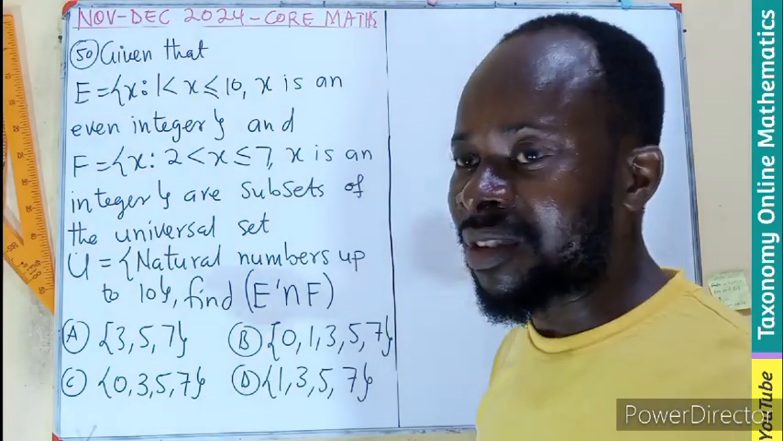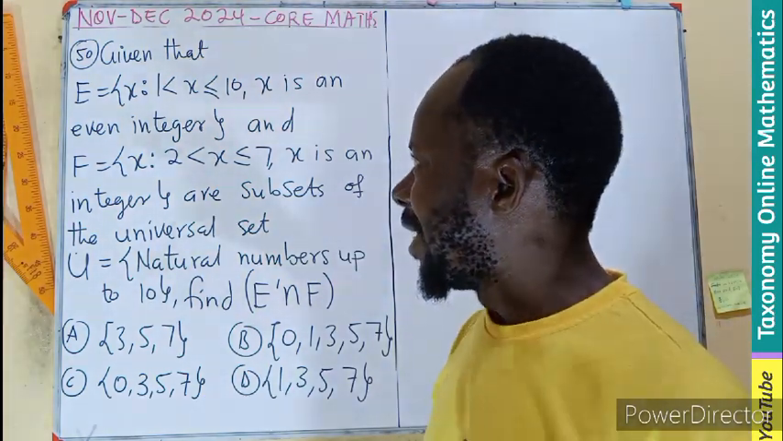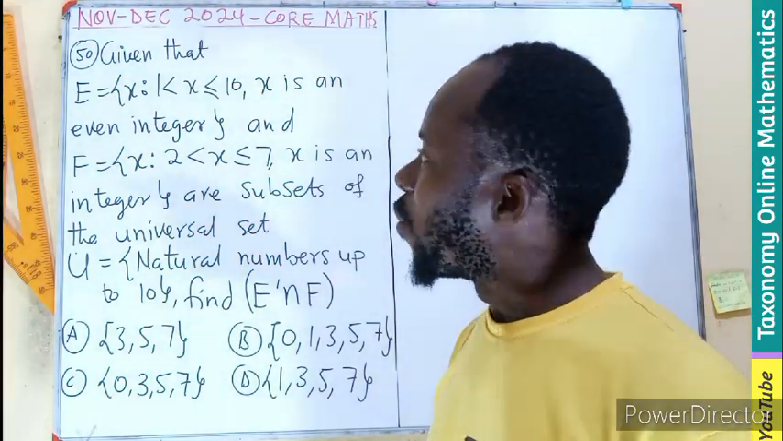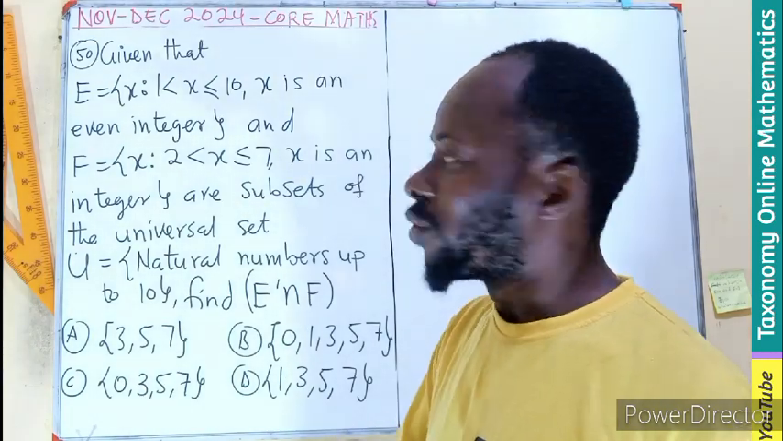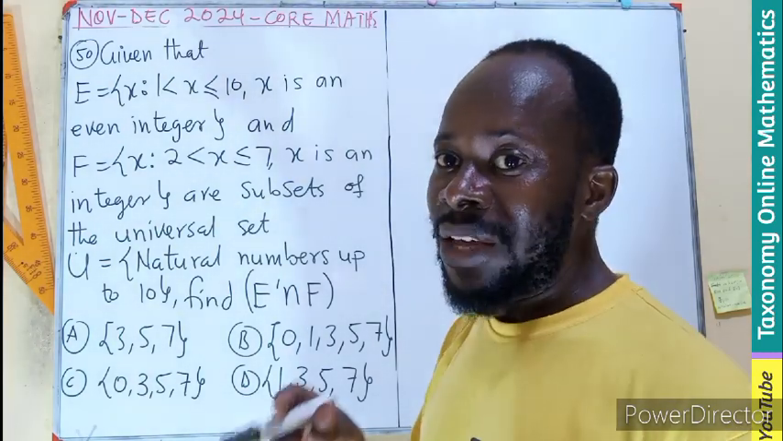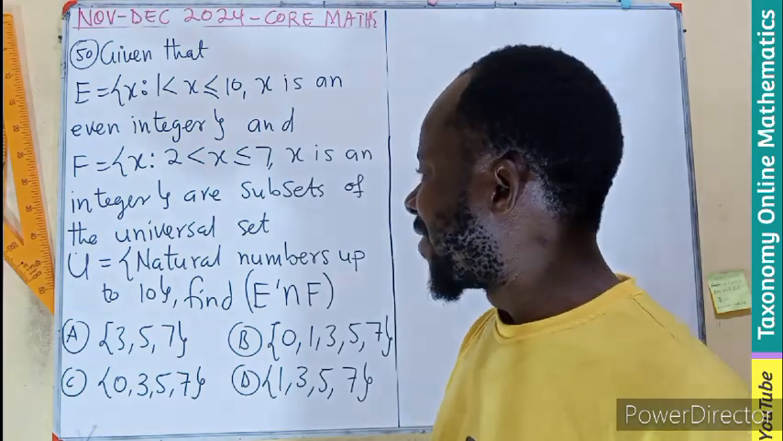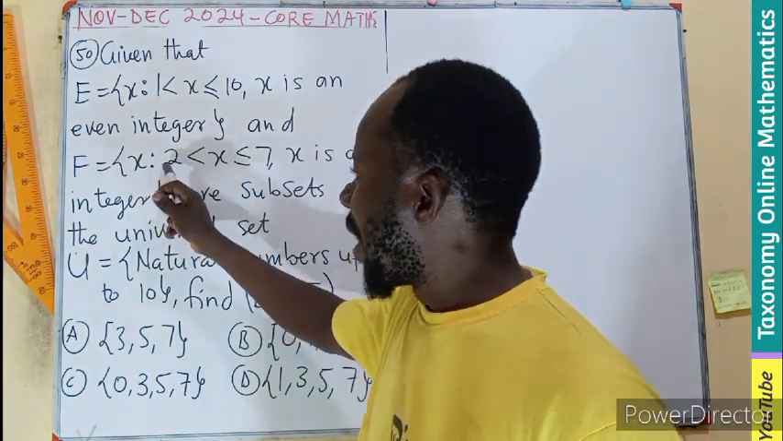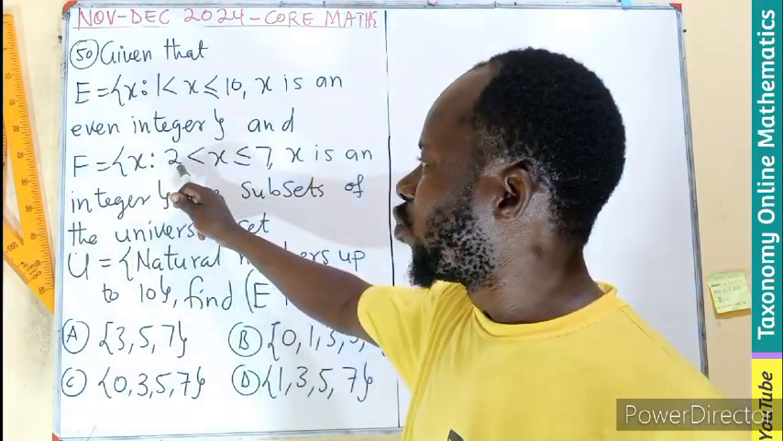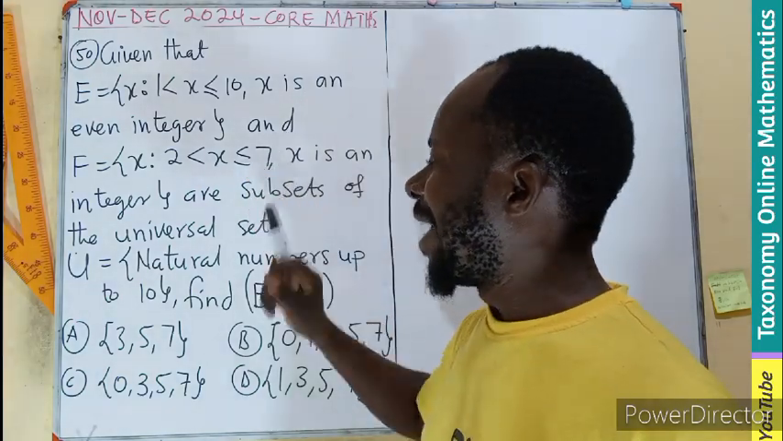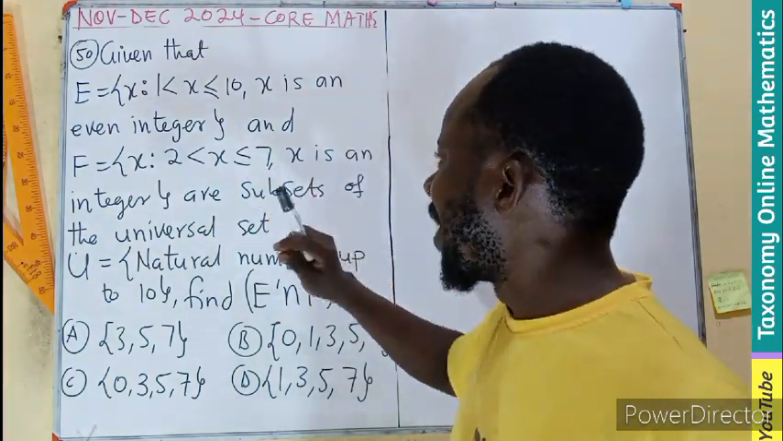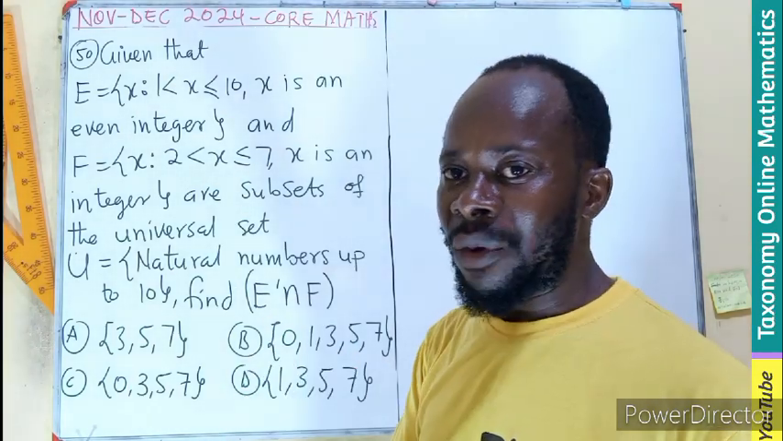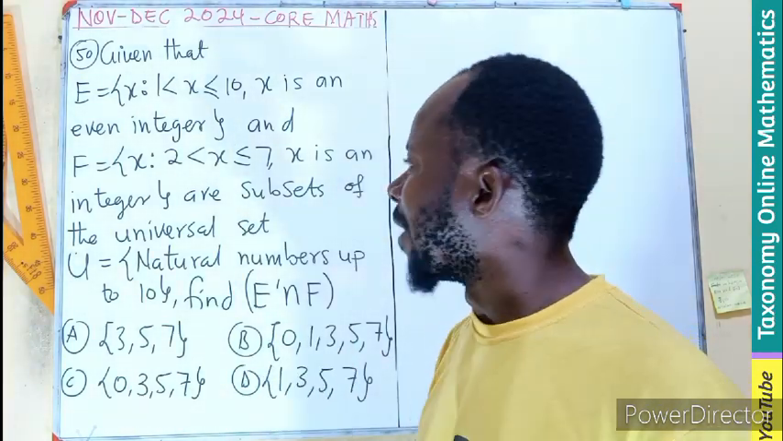So this one is on sets. Given that E is a set of x such that 1 is less than x less than 10, where the values of x is an integer, even integer. Then the set of F is also a set of x such that 2 is less than x less than or equal to 7. And the x in this set is also an integer, whether even or not, it's just an integer.